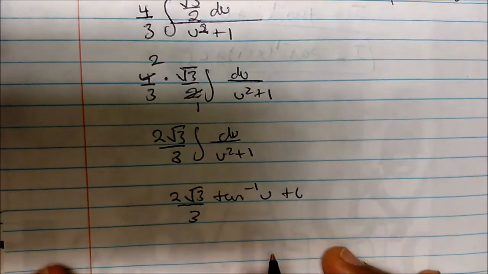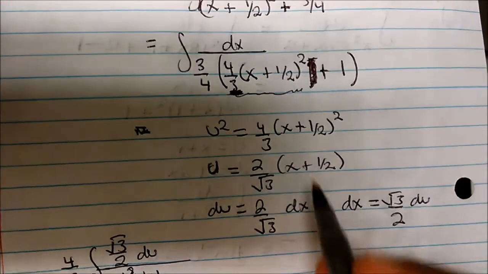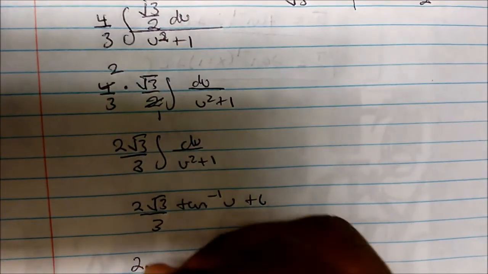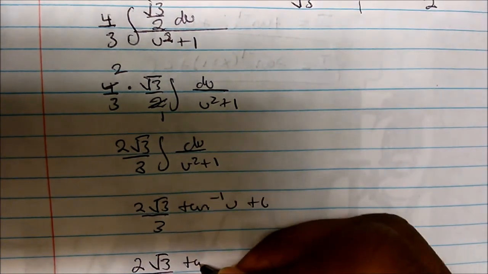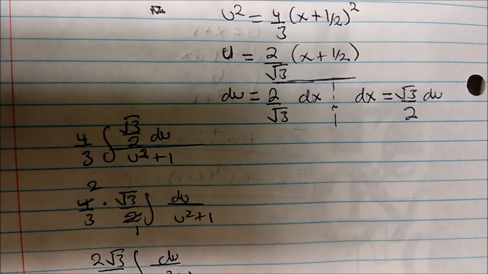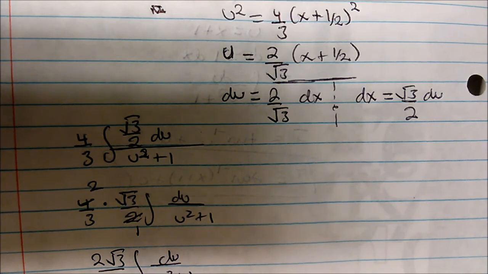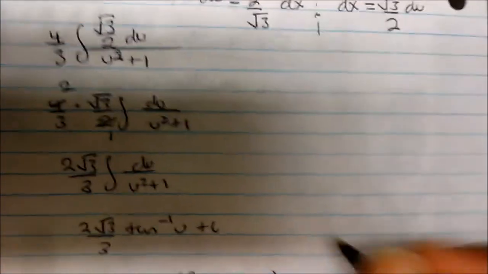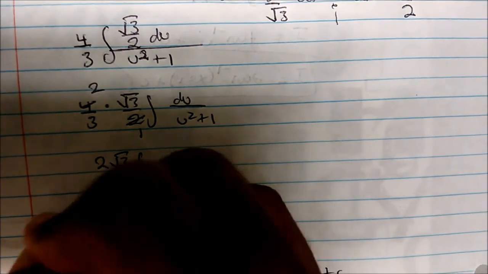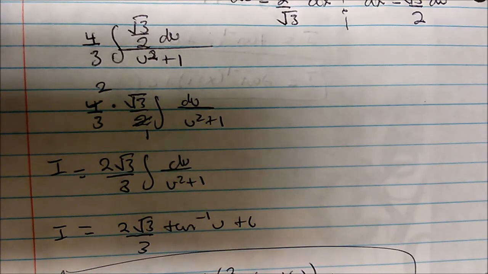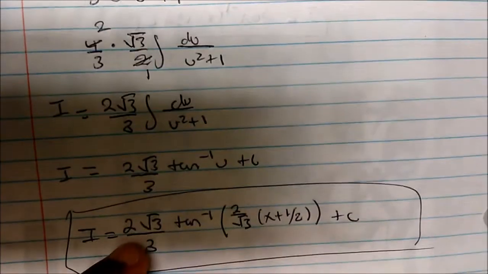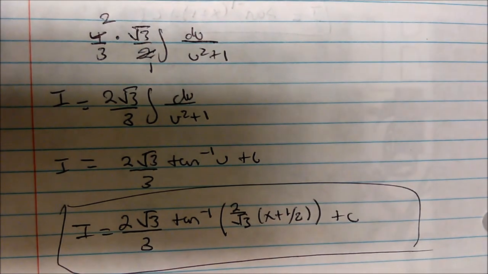We know the antiderivative of 1 over u squared plus 1 times du is tangent inverse of u plus c. So the integral is 2 times the square root of 3 over 3 times tangent inverse of u plus c. Now what is our u? This whole term here, which is 2 over the square root of 3 times x plus 1/2, plus c. So this is what our whole integral is given by. I forgot my equal signs here. Also, this number is 2 divided by the square root of 3.